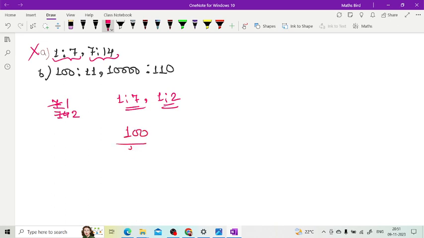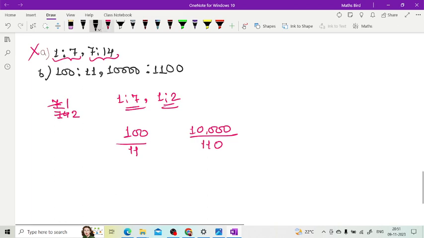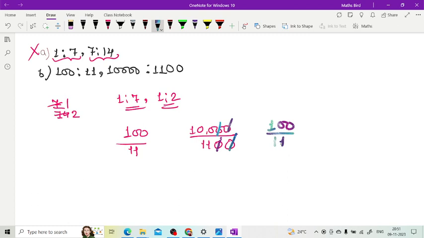100 upon 11, already it is in standard form. Now 10,000 upon 1100, right? Now see, 0 0 will be cancelled out. So this is 100 upon 11. Now you can see 100 upon 11, 100 upon 11. Both are equivalent. So we can say the ratio are equivalent, right? Very easy it is. Now the second question.